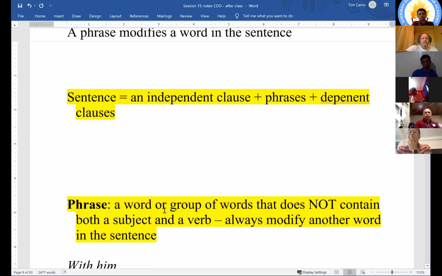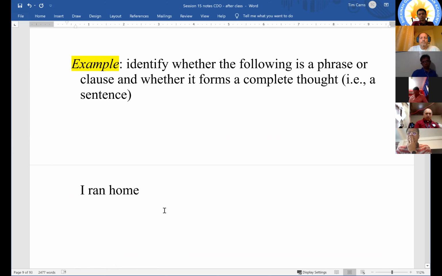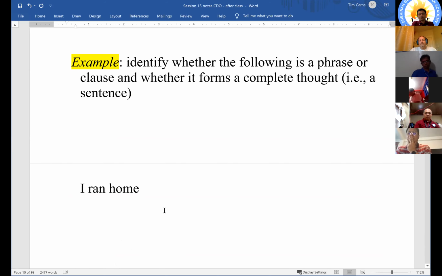We'll do some examples. What I'm going to do is call on someone, and what I'd like you to do is read the sentence, and then two things. One, identify: is the following a phrase or a clause? And secondly, does this statement that I show you form a complete thought? That is, is it a sentence? Okay? So, Sid, we'll start with you. Go ahead and read it and then identify, is it a phrase or a clause? And does it form a complete thought?